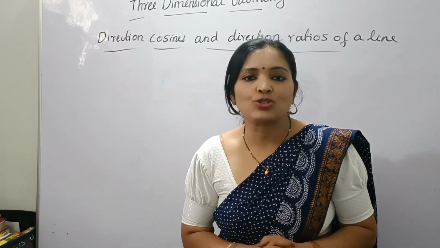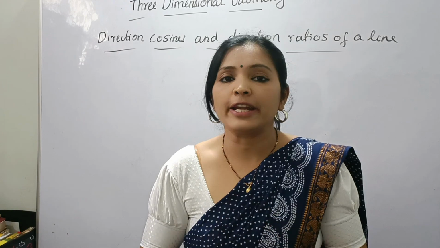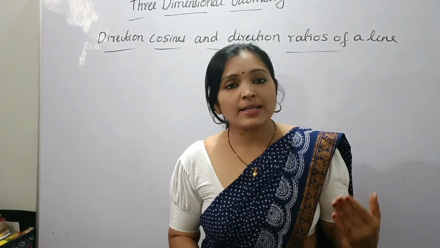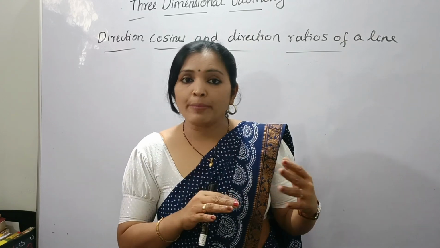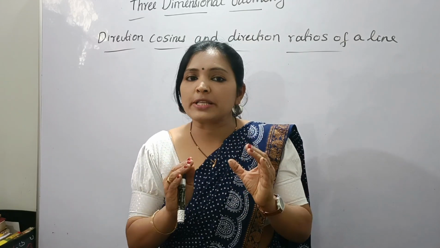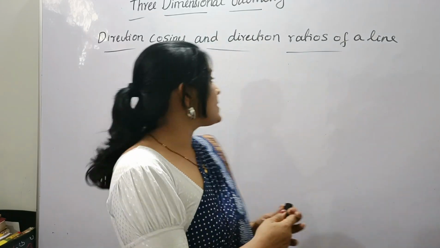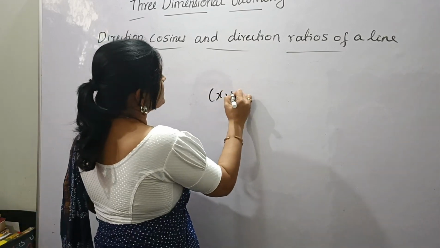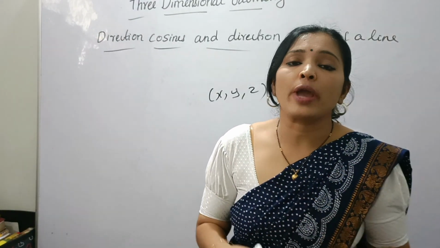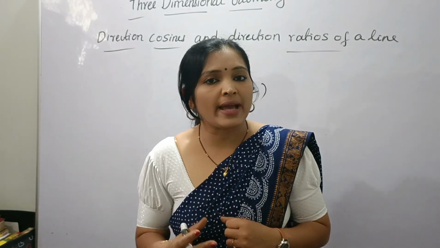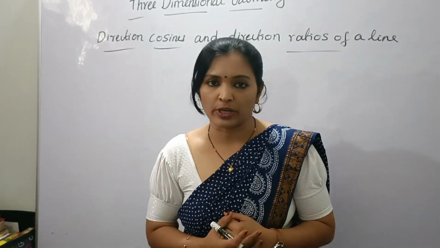Today's video is of class 12 mathematics chapter 11, three-dimensional geometry. In class 11 we studied the introduction to three-dimensional geometry. That is, in three-dimensional geometry points are represented using three coordinates, say x, y, z. Each coordinate corresponds to a position along the x-axis, y-axis and z-axis respectively, right?